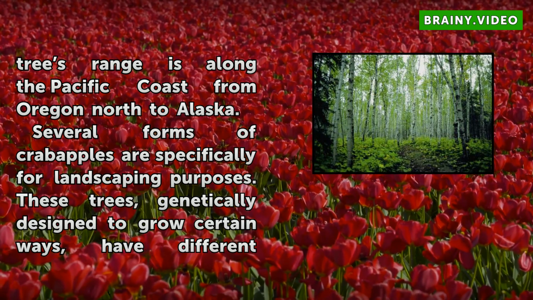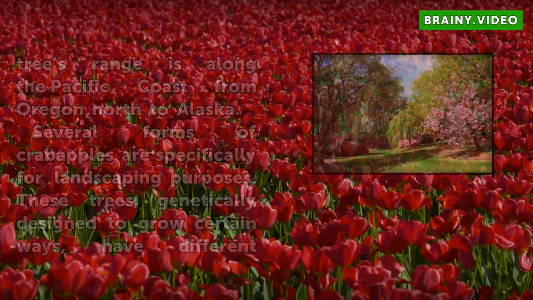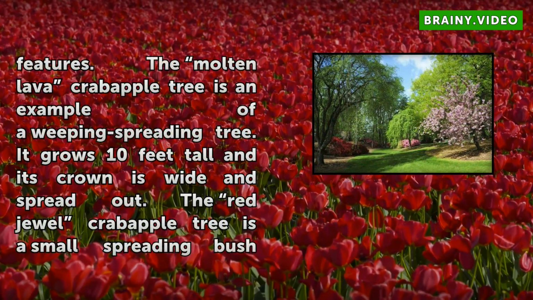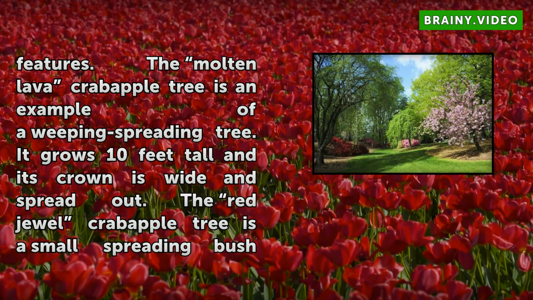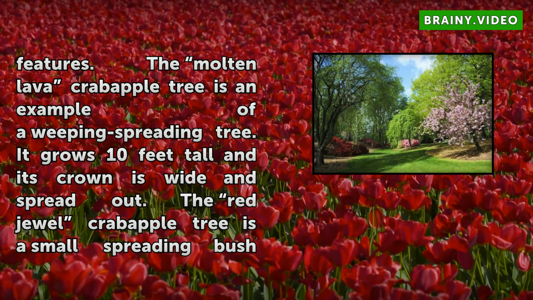The red jewel crabapple tree is a small spreading bush that can attain 15 feet in height. The Donald Wyman falls under the category of a large rounded type of crabapple, growing 20 feet tall with a top that takes on a round shape when mature.